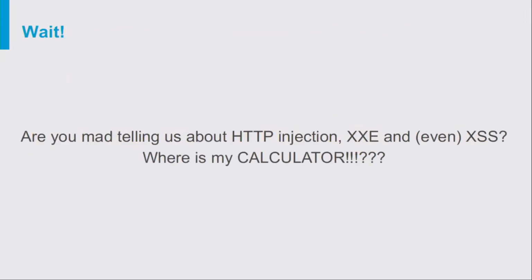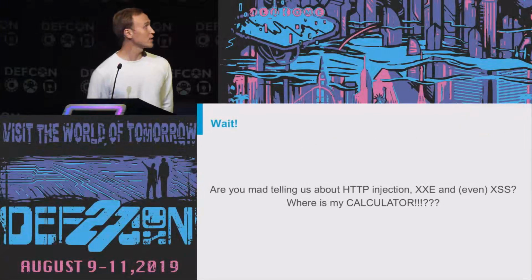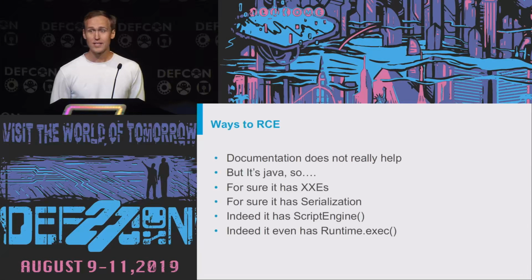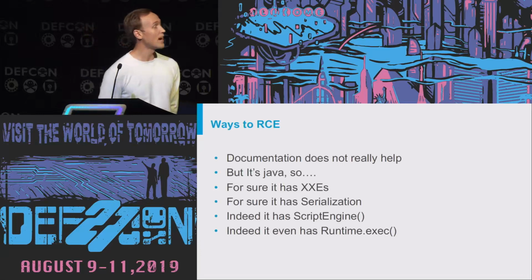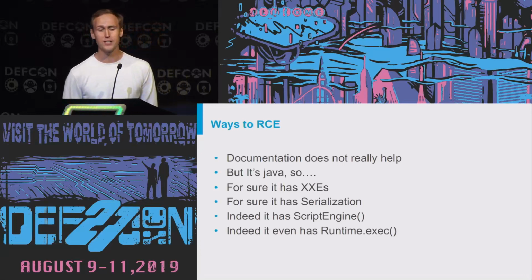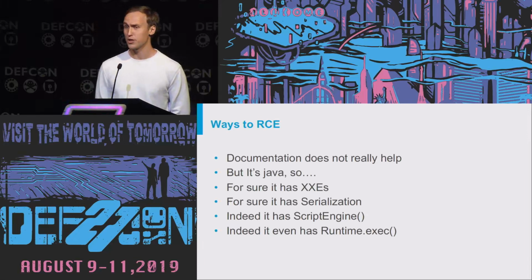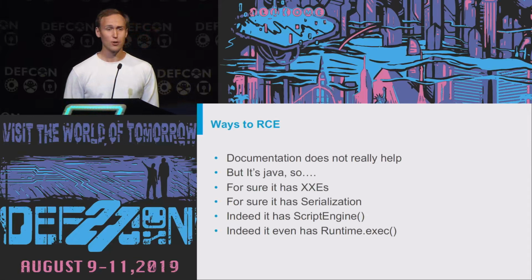But it actually does not make any sense unless we have a way to pop a calculator using one of these techniques. So the main goal of this research is to identify some RCE vulnerabilities in Apache Solr and how they may be reached through the web application. The documentation doesn't really help here, because it's only about how to make search requests. And Apache Solr is not really WebLogic or Hadoop, but since it's just a huge Java application, for sure it should have some problems with serialization or XML parsing.